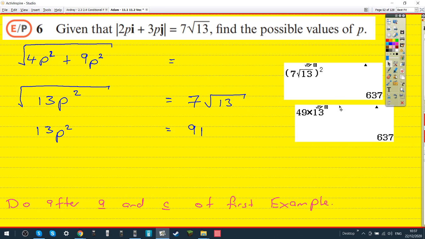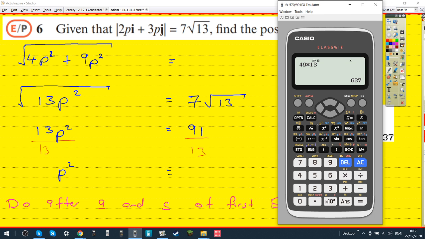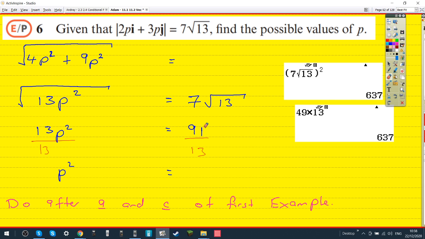Could you square root both sides? Not yet. Would you divide by 13 on both sides? Yeah. Which gives you p squared equals 49. Then you square root both sides, which gives you p equals 7. Hold on. 91 divided by 13. What is 91 divided by 13? No, I thought it was 637. It was 637. It gives you 49, does it? Yeah, that makes sense.